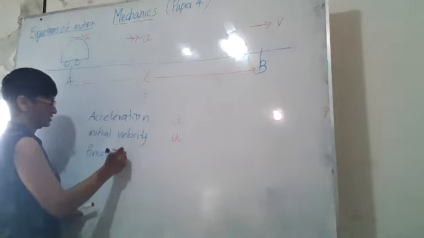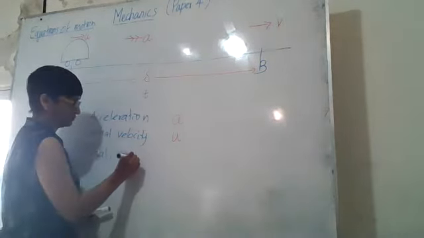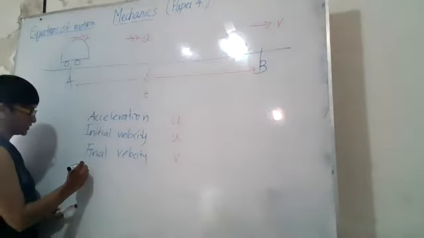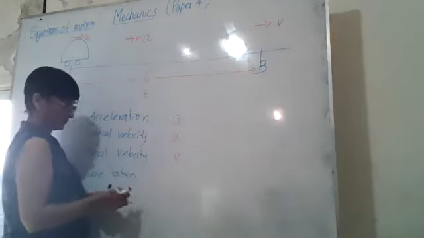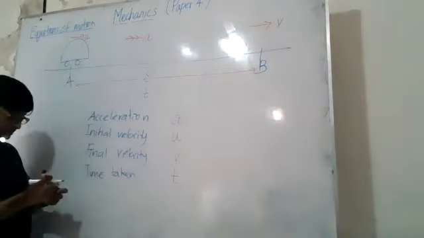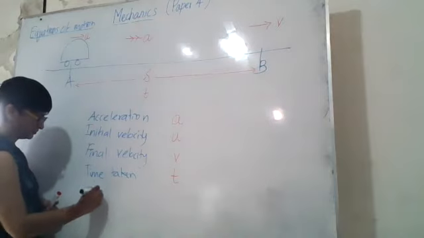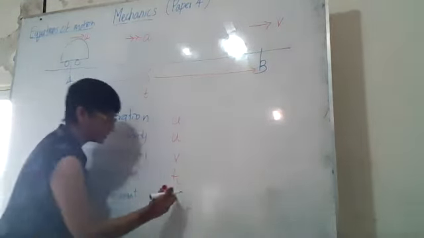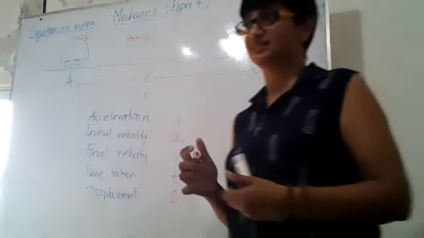Final velocity. Symbol is V. What's the time taken? How long did it take to travel between these 2 points? Symbol is T. And finally, the displacement. Symbol is S. S is the symbol for displacement.